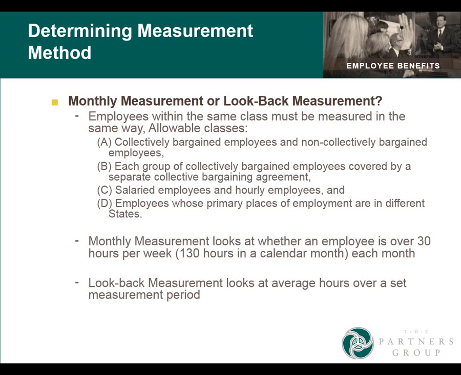We're going to talk a little bit about the monthly measurement method. Using the monthly measurement or the look-back method, you can choose between employee groups which of these two methods you want to apply. You can have different methods per group. There are 4 different ways that you can determine methods. You can determine collectively bargained employees and non-collectively bargained employees. You can have different methods between each group of collectively bargained employees covered by a separate collective bargaining agreement.